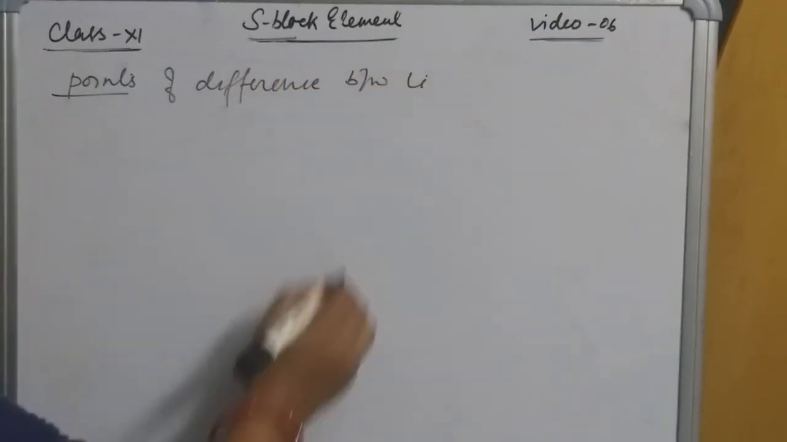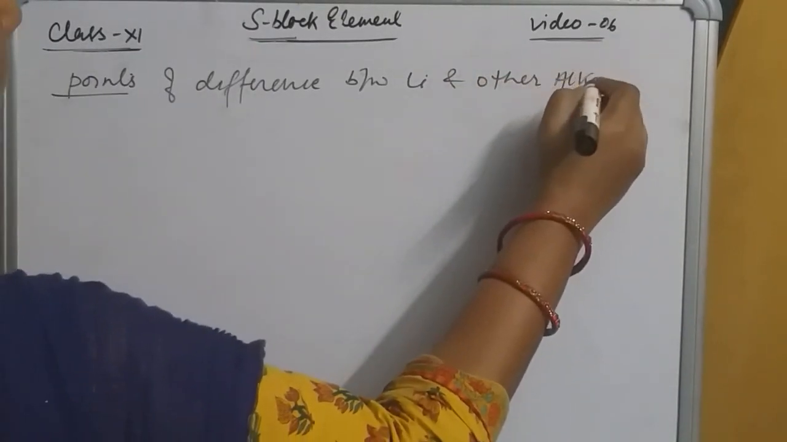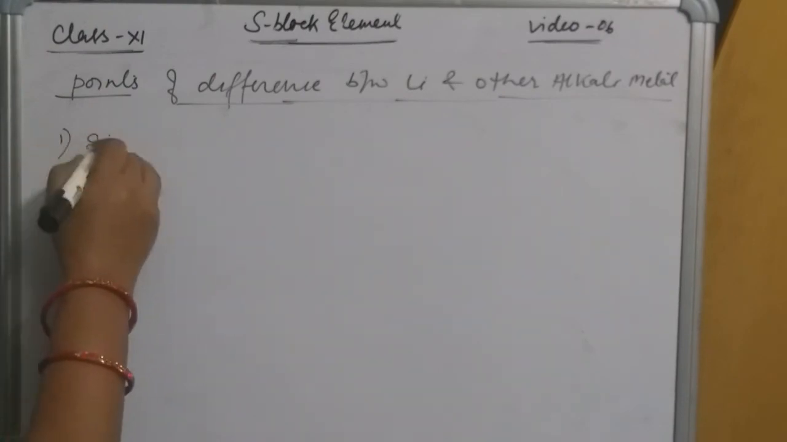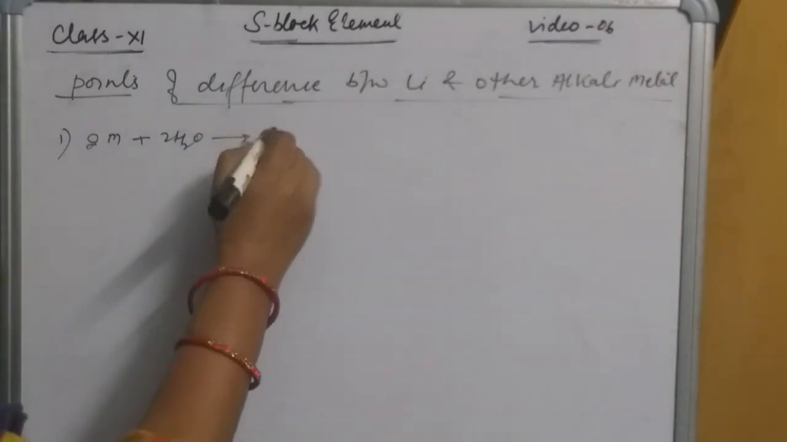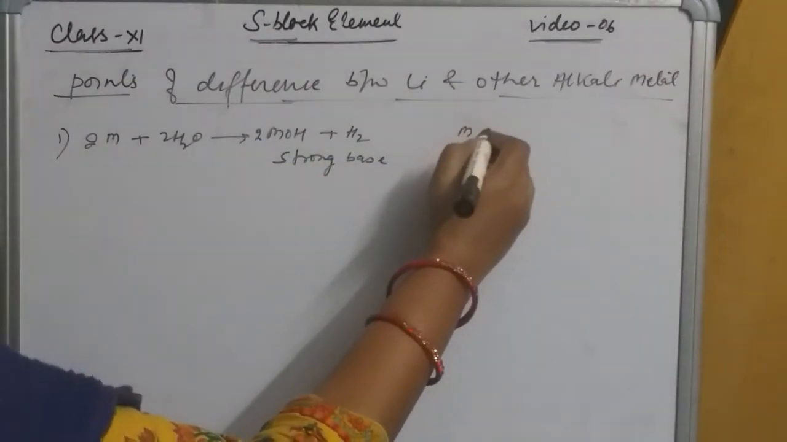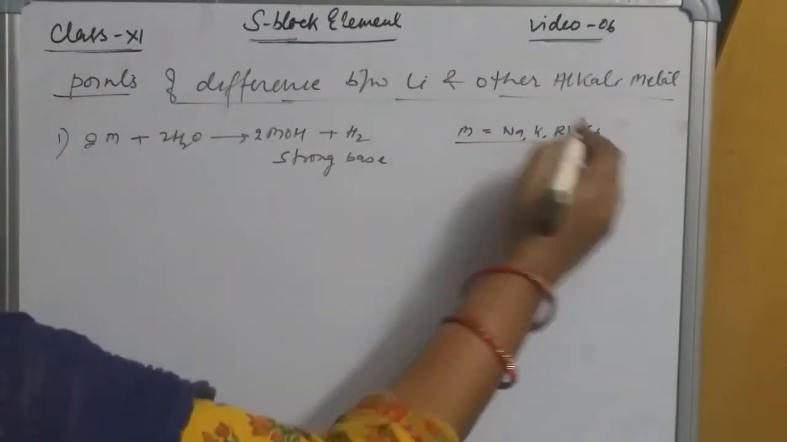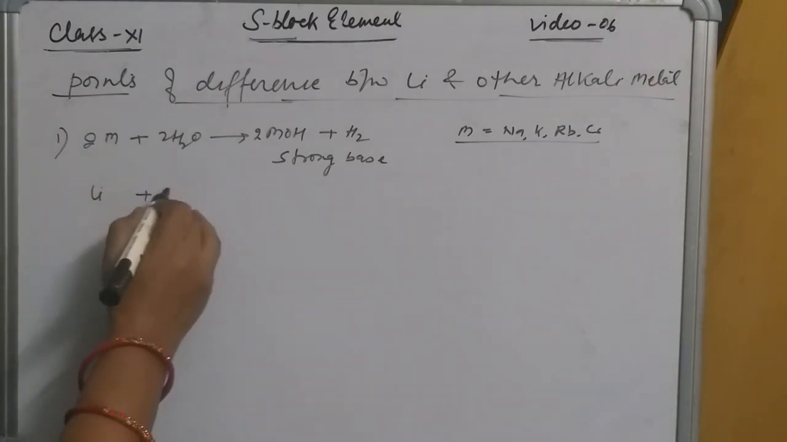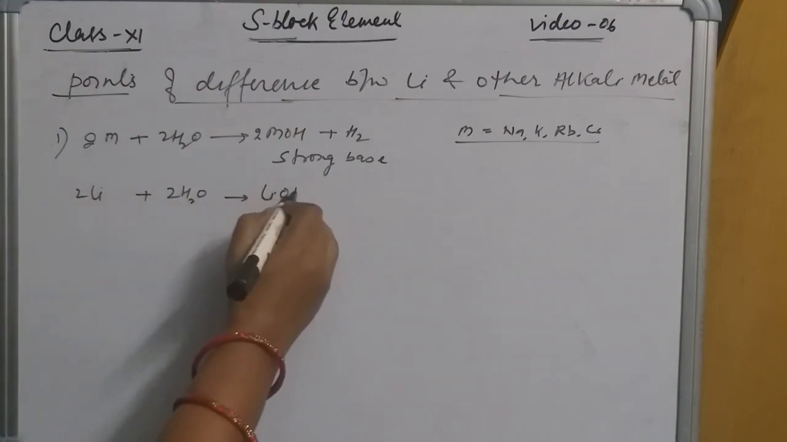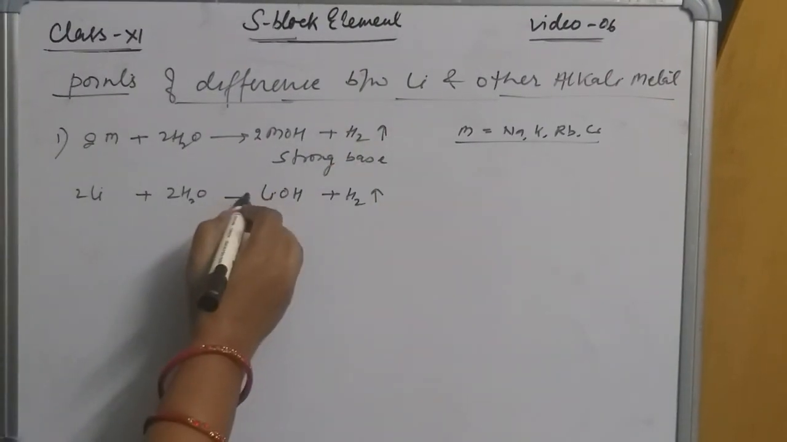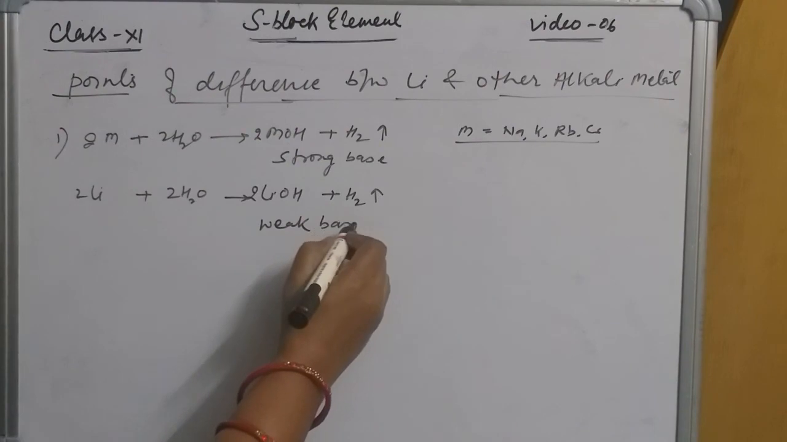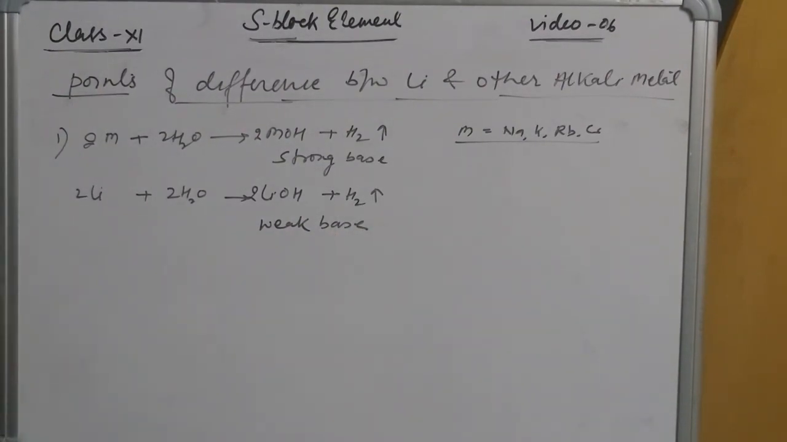Points of difference between lithium and other alkali metals. First, all members when treated with water form hydroxide and hydrogen gas. Sodium, potassium, rubidium and cesium form strong bases. Lithium when treated with water forms lithium hydroxide and hydrogen gas, and by nature it is a weaker base than other members due to small size, high polarizing capacity, high ionization enthalpy, and so on.